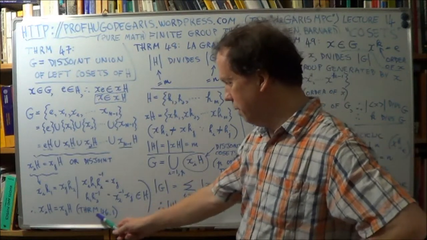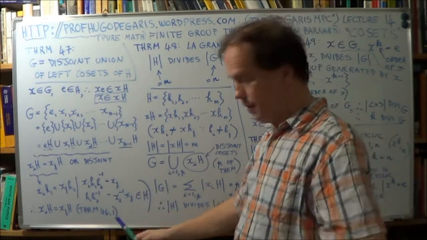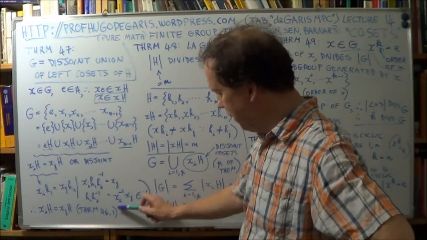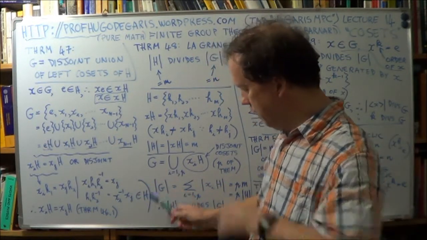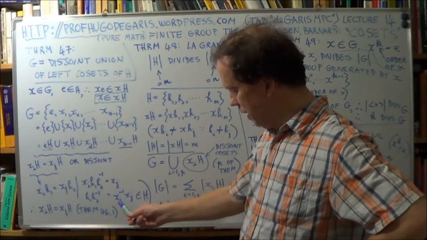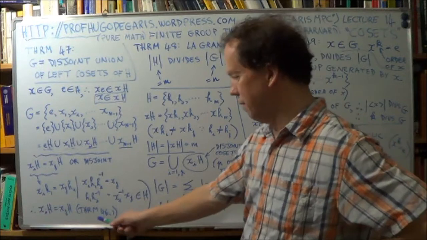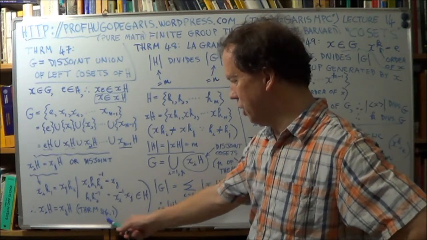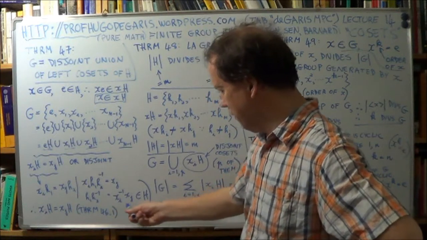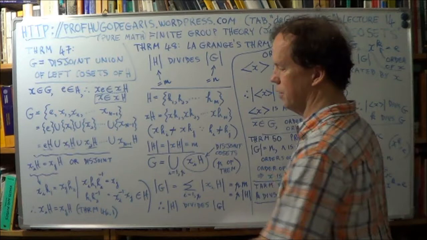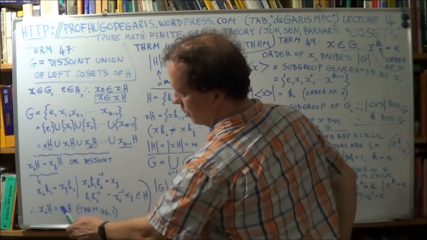Now from previous theorem 46, the first part, 46.1, if that belongs to your subgroup, then theorem 41 says that xi H equals xj H. I've rubbed it off now, but go back to the previous session. So if that's true, then this is true. So that means xi H is equal to xj H.